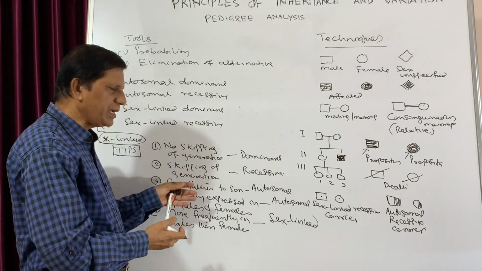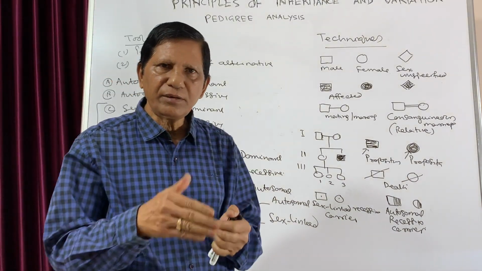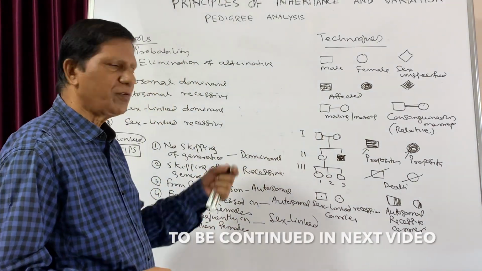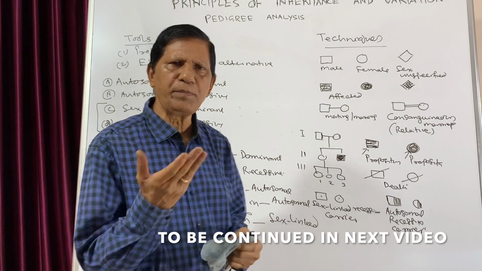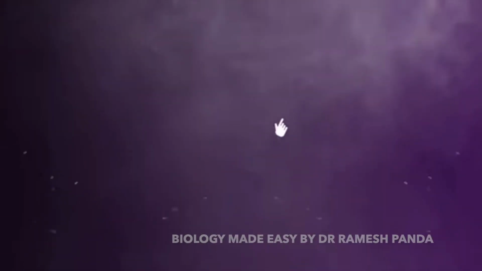So from these tips we can find out, but there are still better tips. So let us see what are the tips from which you can immediately do any pedigree in 10 to 15 seconds only.